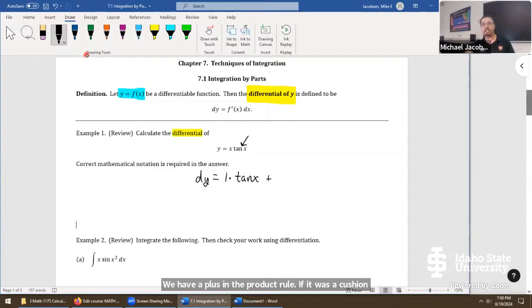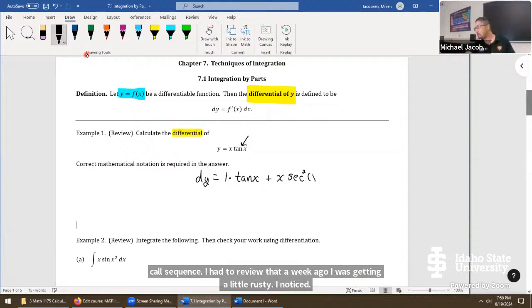I need to differentiate tangent x, but now I copy an x first. And when we recall the derivative of tangent x, it's okay for Rusty. Good call, secant squared. I had to review that a week ago. I was getting a little rusty, I noticed. That one is secant squared x. So that's a product rule.